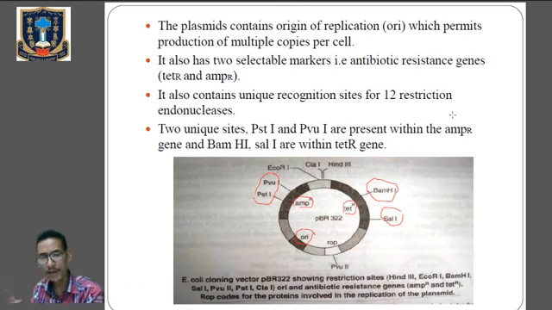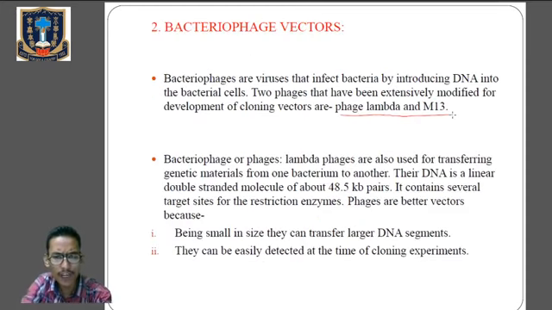Then the second important vector is the bacteriophage vector. What are bacteriophages? They are the viruses which usually infect the bacterial cells, and now they have been modified to be used as a vector to transfer foreign DNA into the bacterial cells. The modified bacteriophages are mainly phage lambda and M13. Then we have got cosmids and phasmids, but most importantly you will go through the plasmid vector and the bacteriophage vector. Clear?